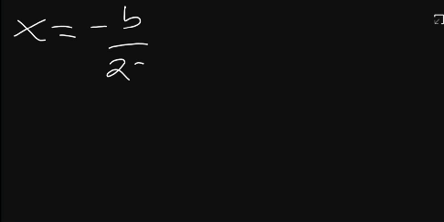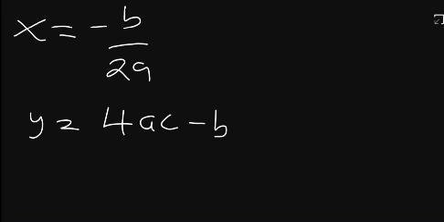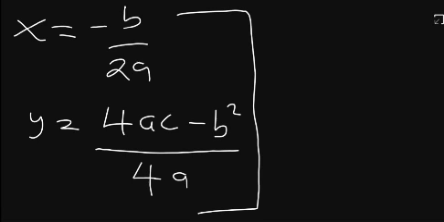So let's look at an example on how we can find the coordinates of the turning point. Before going anywhere, we need to know two formulas that are essential for finding the coordinates of the turning point. For the x value, it's negative b over 2a. For the y value, it is 4ac minus b squared over 4a. So these are the two formulas that are essential to find the x value and the y value for the turning point.